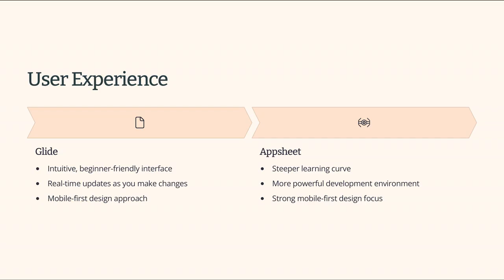In terms of integrations, both Glide and Appsheet offer a variety of options. Glide integrates seamlessly with Google Sheets, allowing you to easily import data. Appsheet, on the other hand, supports a wider range of integrations, including Google Sheets, Excel, SQL databases, and even cloud storage services like Dropbox. This makes Appsheet a more flexible option if you're working with data from multiple sources.